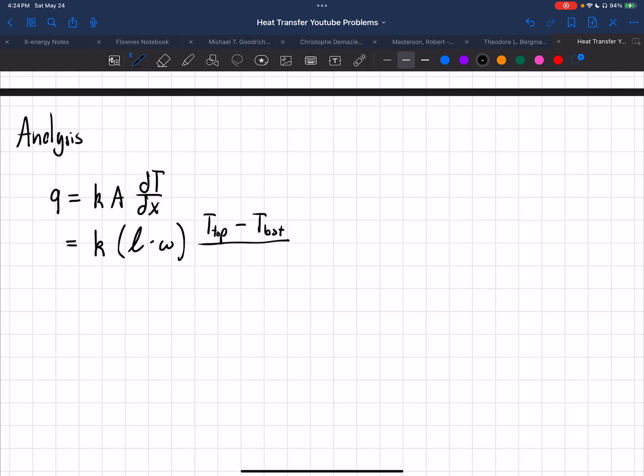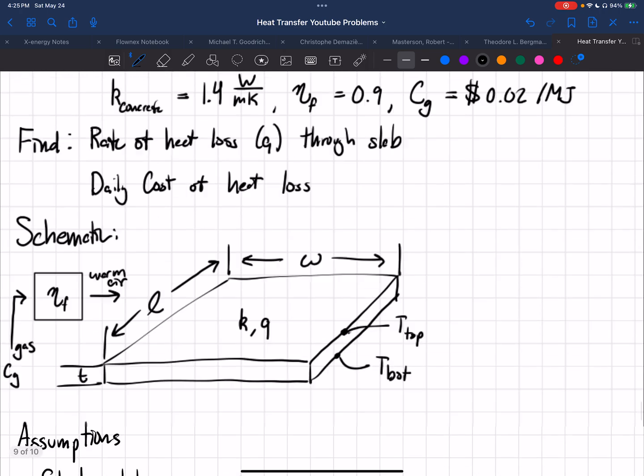And the dx, which is perpendicular to the surface of the slab, this is the thickness that the heat is going through, is going to be T, or thickness of the slab. So from here, we'll plug in our values. We have K of 1.4 watts per meter Kelvin, and we want to have watts at the end, because our Q is what we're looking for. Our length is 11 meters times 8 meters. I'm going to check real quick and make sure that's correct.